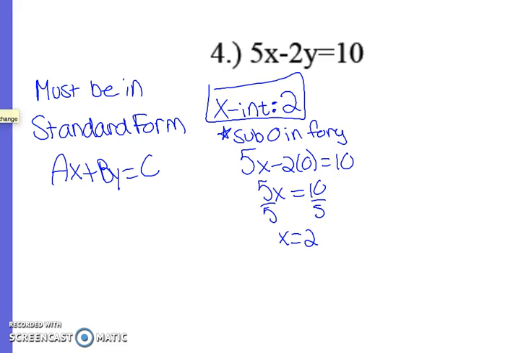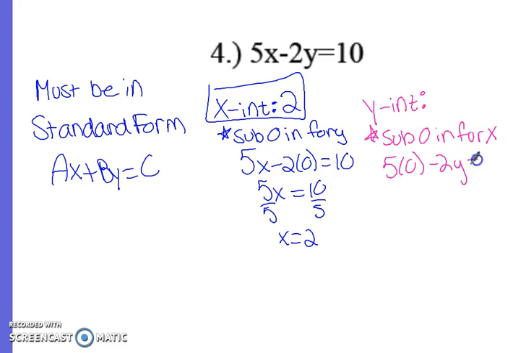Let's do our y-intercept. I always like to set it up really nicely. This time I'm going to sub 0 in for x. So I have 5 times 0 minus 2y equals 10. That's 0. Don't forget this is a negative 2y equals 10. Look at that sign to the left. Divide by negative 2 and get y equals negative 5. So your y-intercept is negative 5.